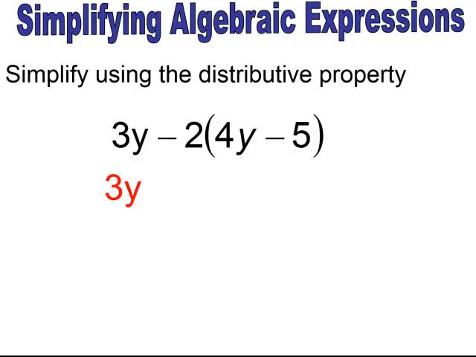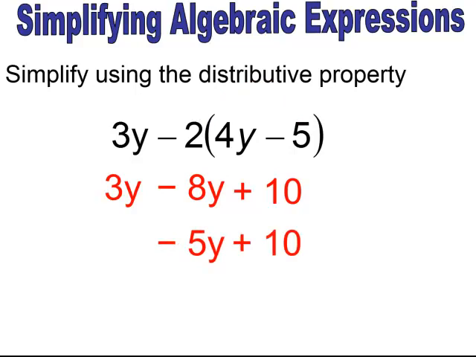So you have to do the distributive property here first. So the 3y's just coming down. When I distribute, I get a negative 8y plus 10. And then I can combine the y's here, and I get a negative 5y plus 10.